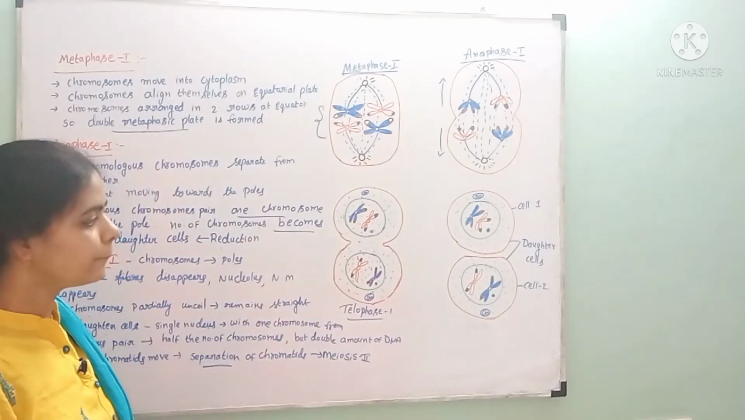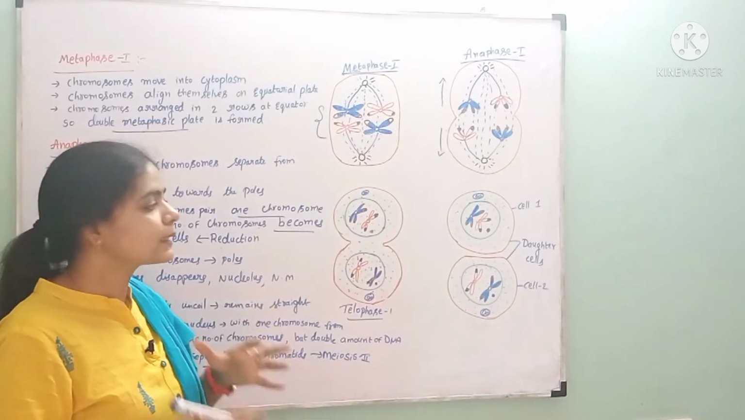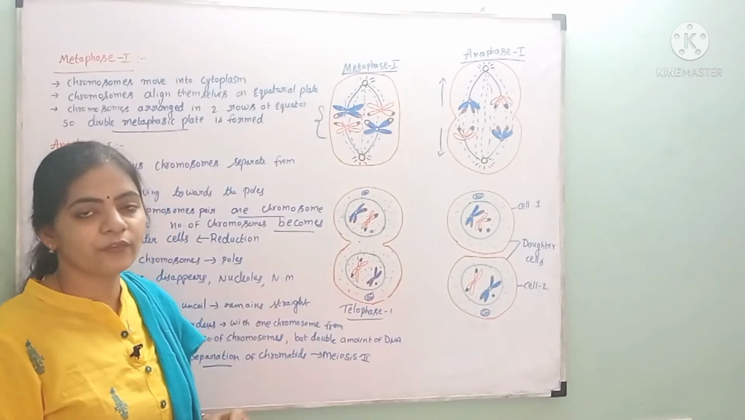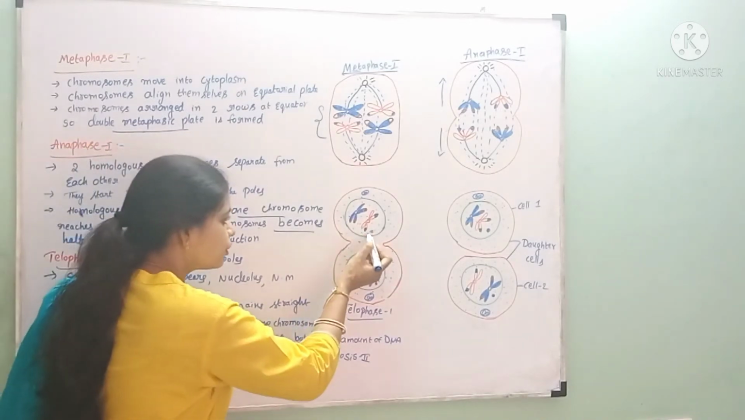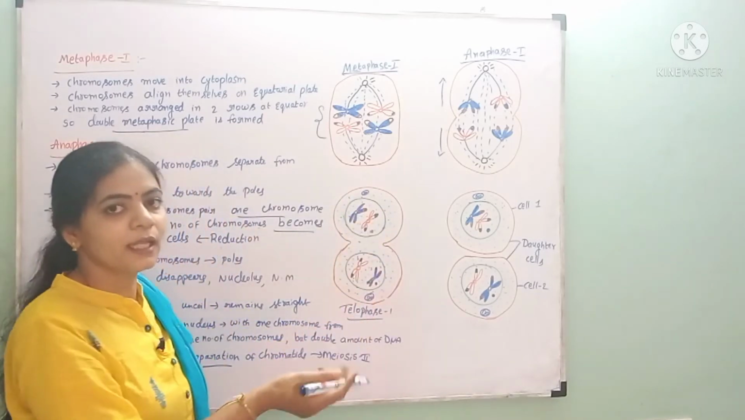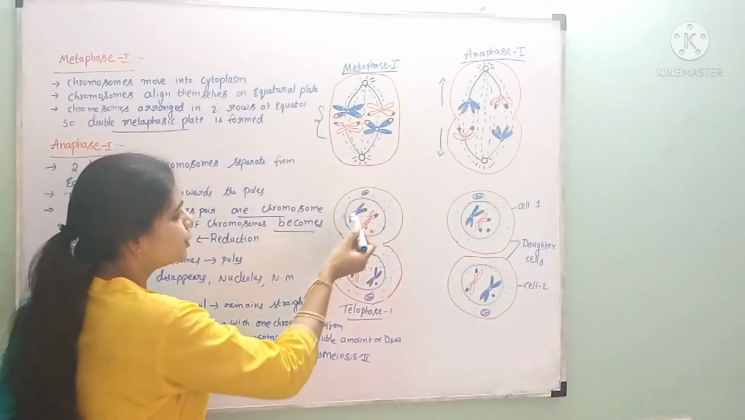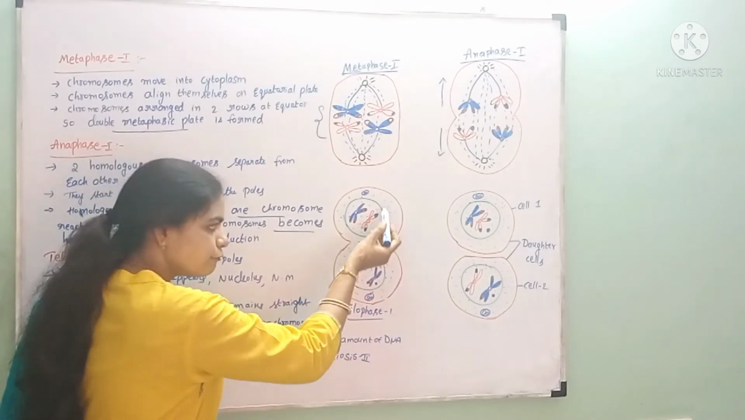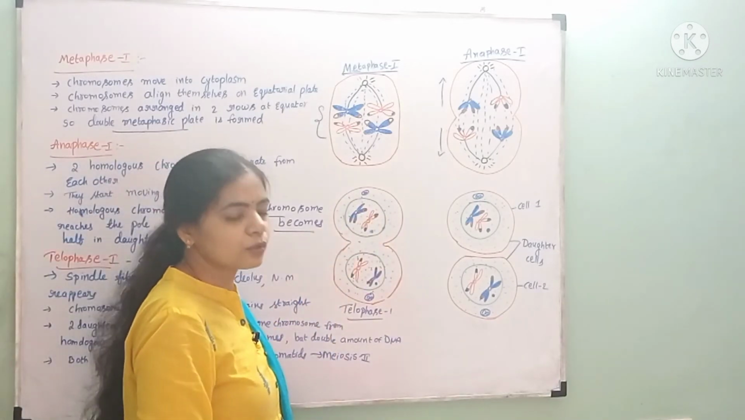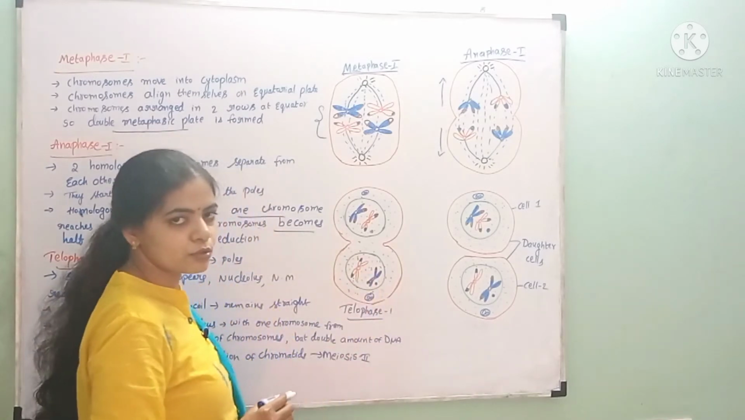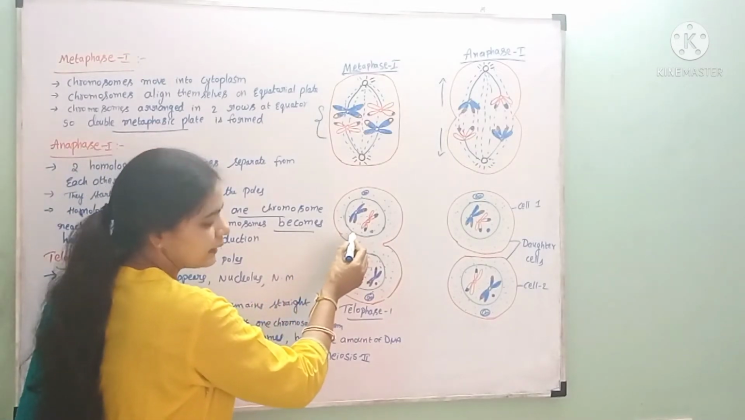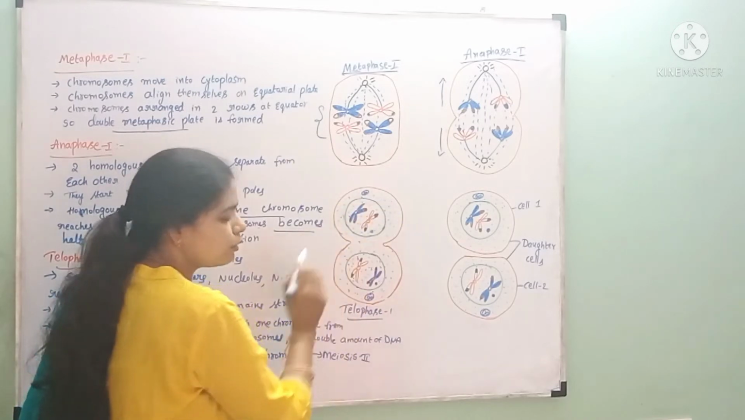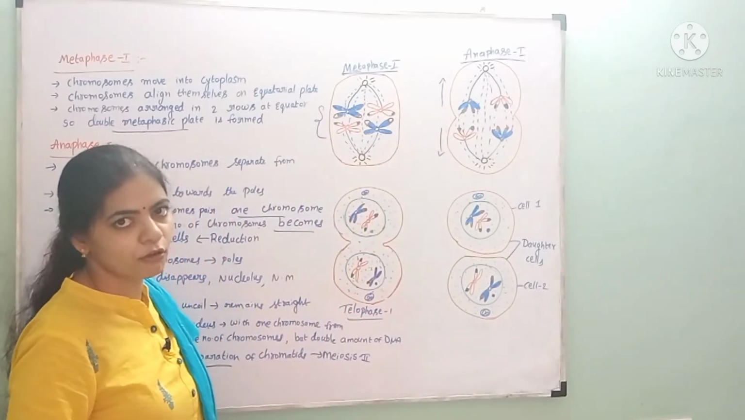What will happen here? In Telophase 1, there is complete disintegration of the spindle fibers, and the nucleolus and nuclear membrane start reappearing. That means the nuclear membrane is formed around the separated chromosomes, and at the same time the nucleolus also reappears. Then the cytoplasm around these cells is also formed, which means cytokinesis also occurs.